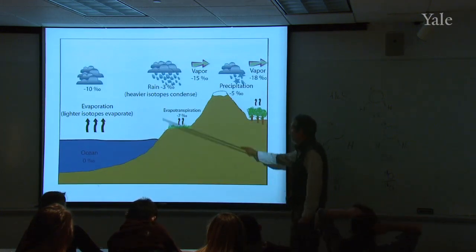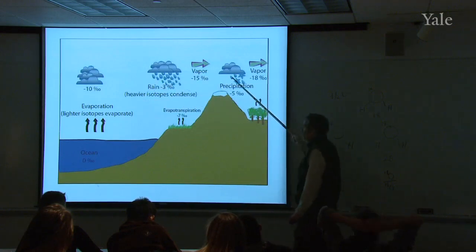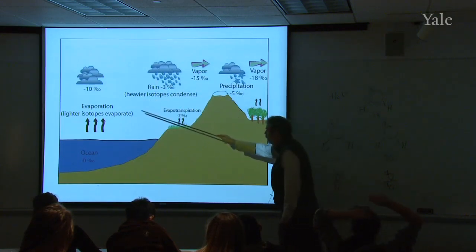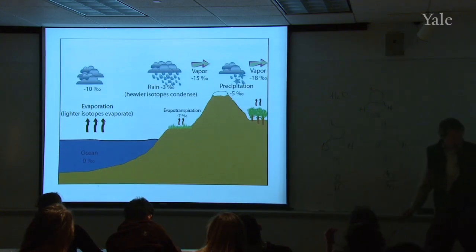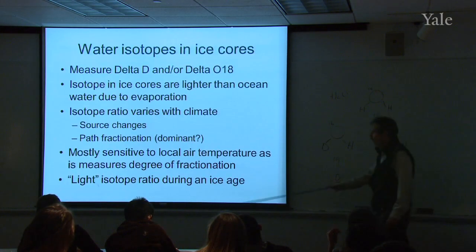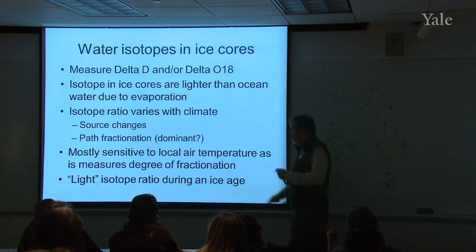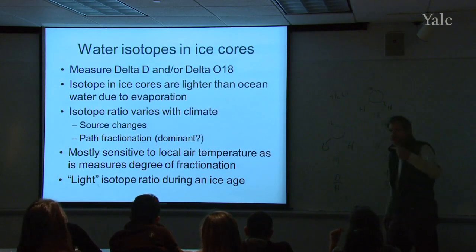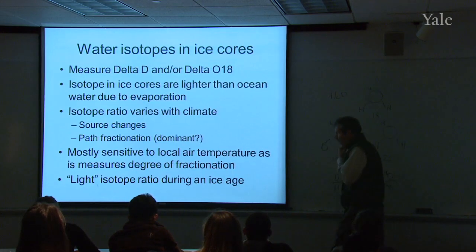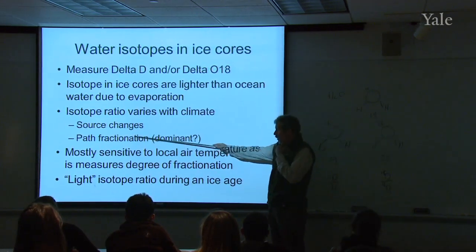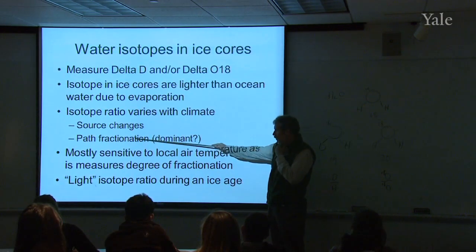And the other is that the fractionation that takes place in the atmosphere between the ocean and your sampling location might change. So I put that here. Source changes or changes in that progressive fractionation in the atmosphere. Now, it's believed now by almost every author that this is the dominant one. So I'm going to focus on this.